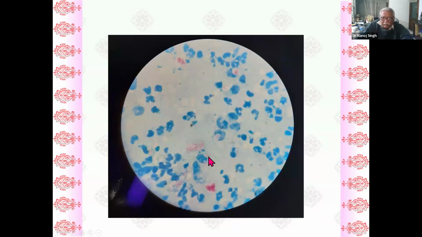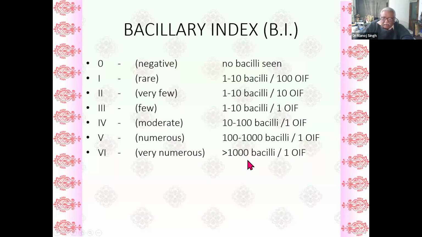And this is what a slit smear looks like. You can see here these foam cells stuffed full of acid-fast bacilli. Acid-fast, as the name goes, is the acid-fast staining, carbol-fuchsin. And roughly, this is the bacillary index divided from 0 to 6, from negative to very numerous bacilli. And this is ideally performed under the oil immersion microscope.